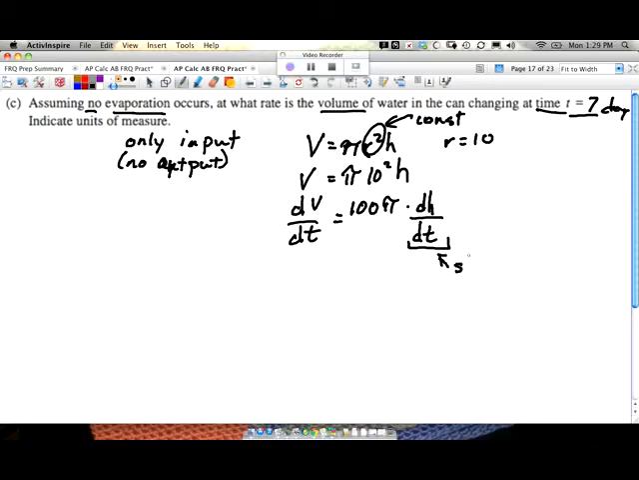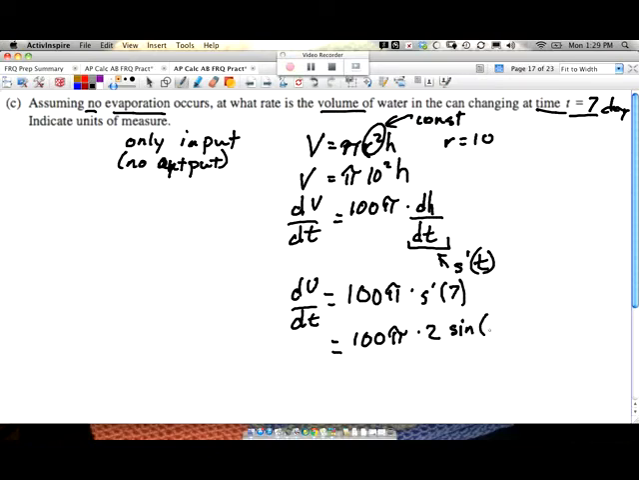And this piece here, that's S prime of t. And they told us at time t equals 7. So it's going to be 100 pi times S prime of 7, because that's the rate of change of the height at 7 days. So we just keep going, dV/dt equals 100 pi times, now we've got to plug it in: 2 sine of 0.03 times 7, plus 1.5.